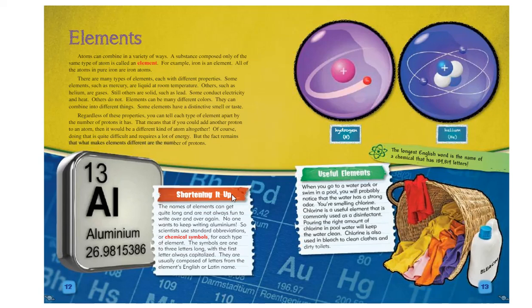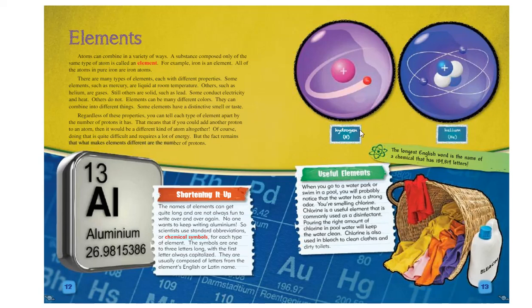So for a little bit more info about elements, we can take a look here. We're told about shortening it up. The names of elements can get quite long and are not always fun to write over and over again, like aluminum, for example. No one wants to keep writing the word aluminum, so scientists use standard abbreviations or chemical symbols for each type of element. The symbols are 1 to 3 letters long, with the first letter always capitalized. They are usually composed of letters from the element's English or Latin name. So in this case, the element name aluminum is often shortened to just Al. Makes it a little easier to write.